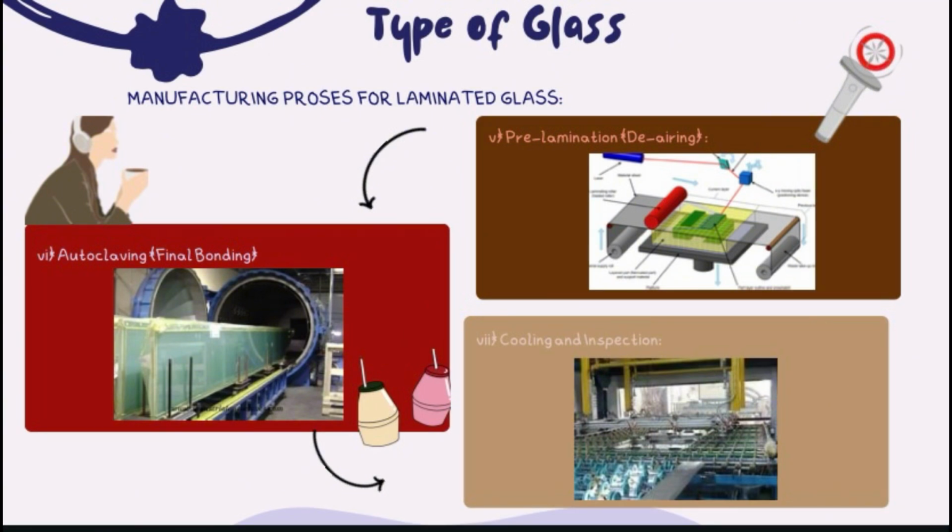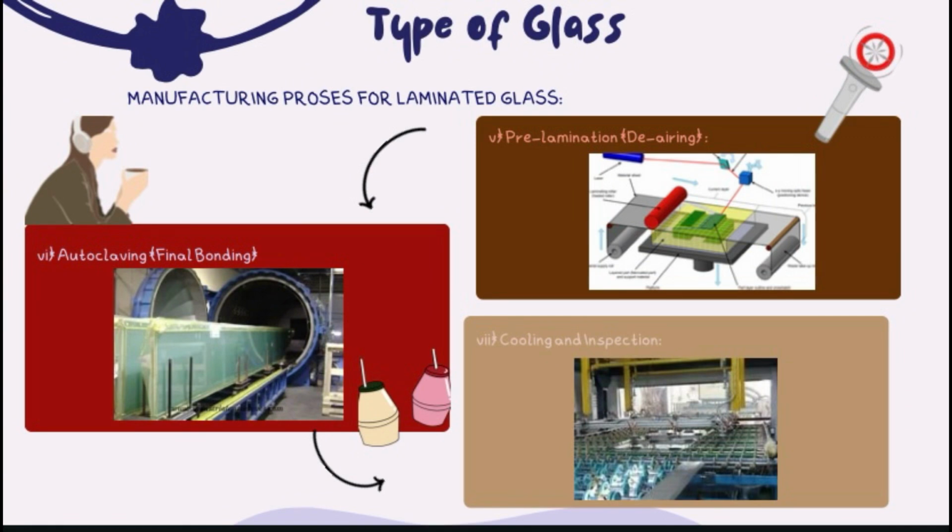Laminated glass is a type of safety glass made by joining two or more layers of glass with a layer of plastic in between, usually PVB, which stands for polyvinyl butyral. Here are the steps in the manufacturing process. First, glass cleaning. Two sheets of float glass are selected. Both glass sheets are thoroughly cleaned to remove any dust, oil, or particles. Clean surface helps the layer bond properly.